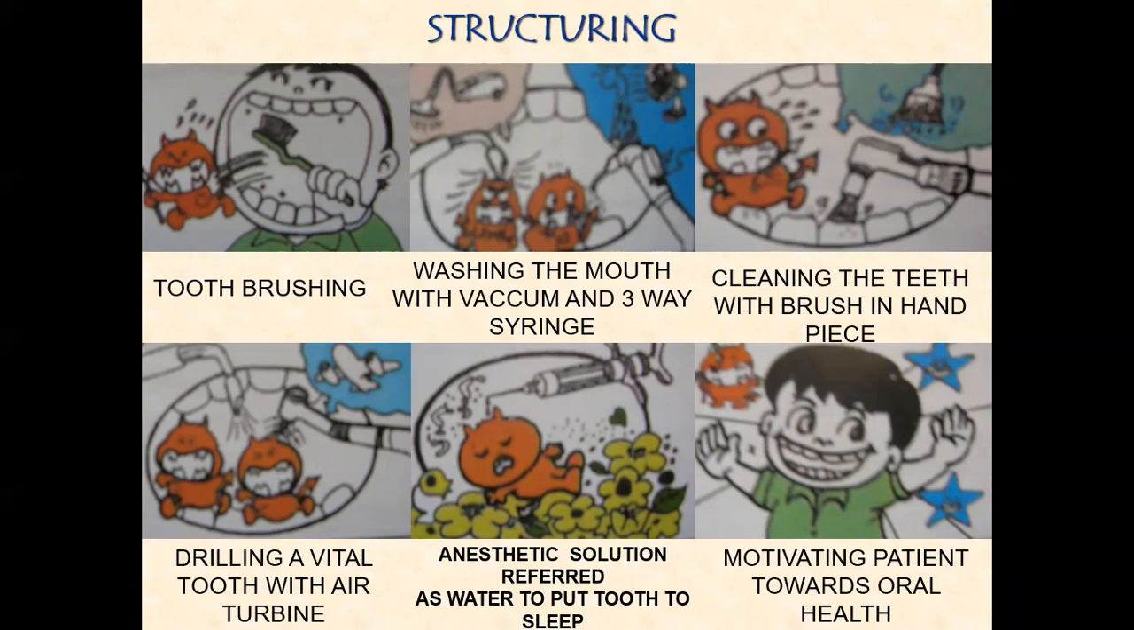Toothbrushing means when you brush the teeth, the worms will jump out of it. Or washing the mouth with the vacuum and the 3-way syringe means it's like a vacuum where the germs get scared and just jump out. Cleaning of the tooth. You can see there are different types of pictures put up on the screen. So these are the different ways of structuring, or you can say euphemisms.